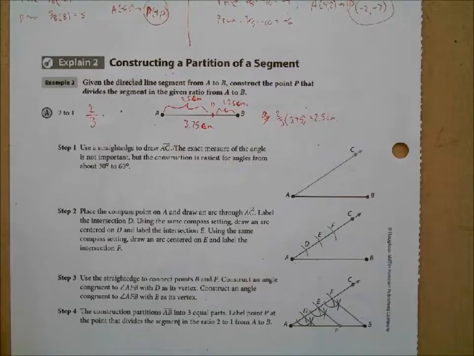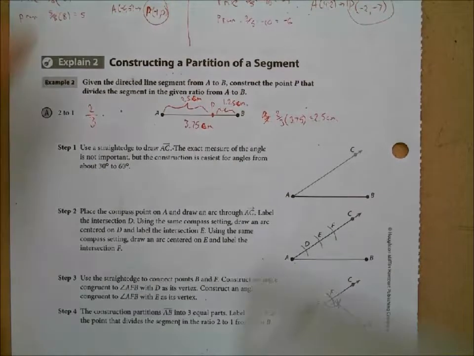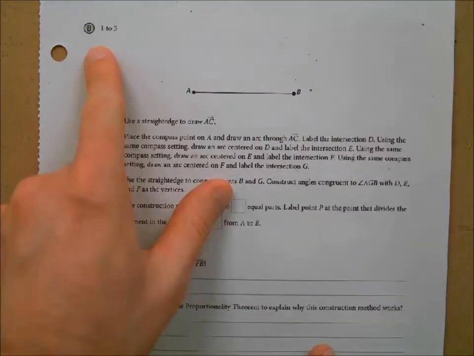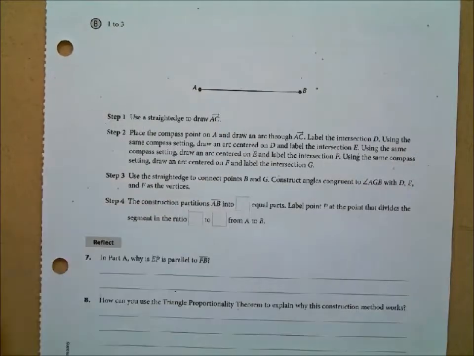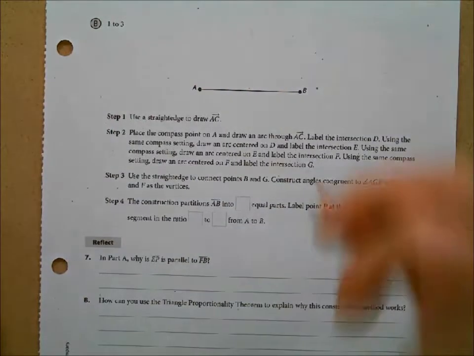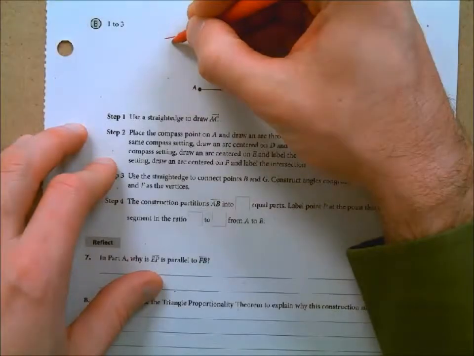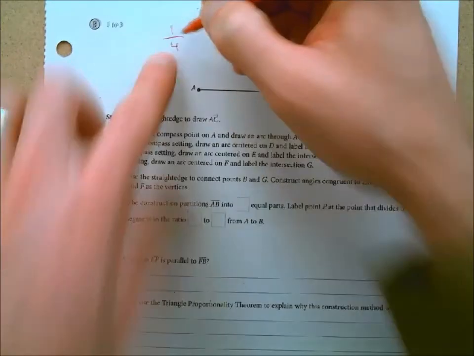So let's try one more here, and then I'll get you guys started on your assignment. All right, let's take a look at letter B. Letter B says we want to divide AB so that we have 1 part to 3 parts. In other words, how many total parts are we going to have? 4, and we're going to go 1/4 of the way from A to B.